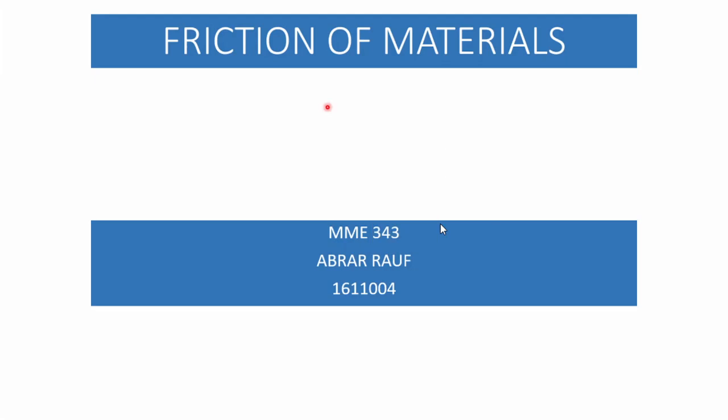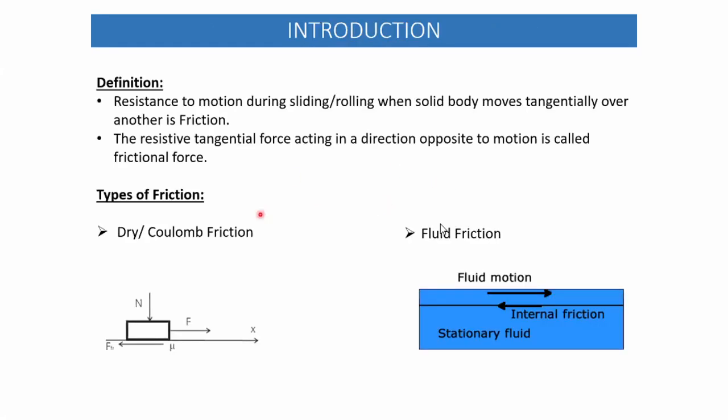Right, I will start. Good morning, my name is Abrar and I will be presenting on friction of materials. So friction is defined as a resistance to motion either during sliding or rolling, and the frictional force is tangential to the direction of the applied force. Now there are various ways to classify friction based on the mediums involved.